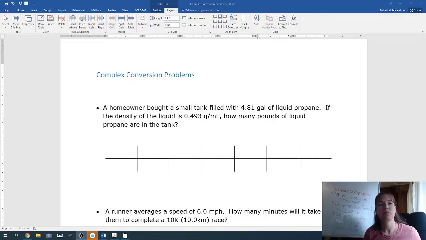Alright, in this video we are going to work some more complex conversion problems. They are not any more difficult. The steps are not any different. It's just there are more steps, and so just the number of conversion factors that you have to use when you step back and look at it, it makes it seem more complex.